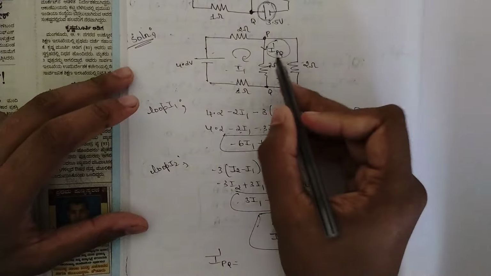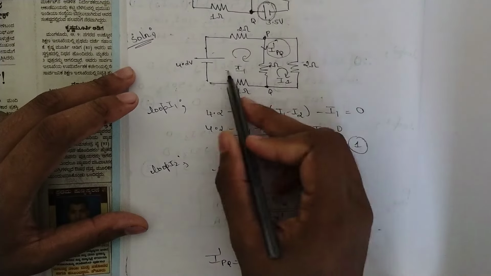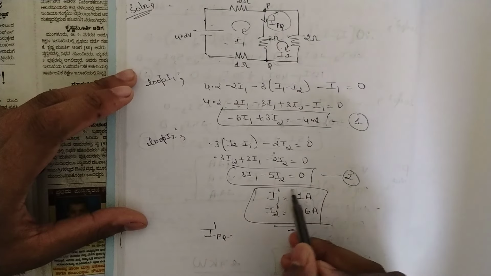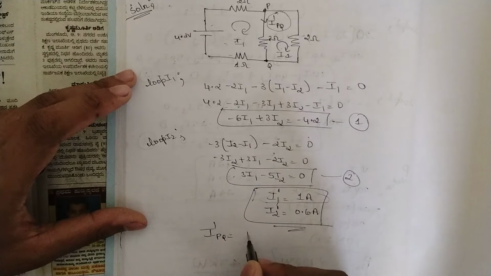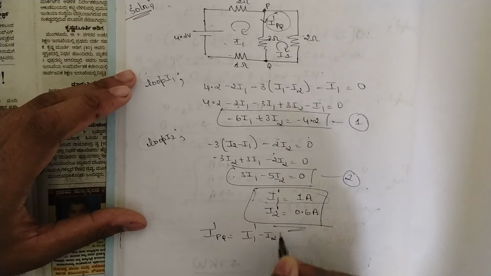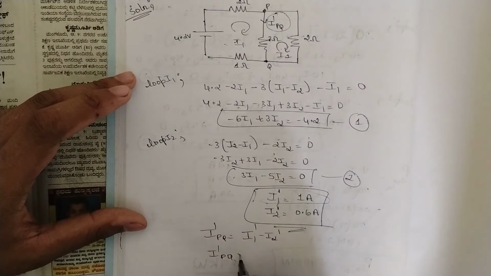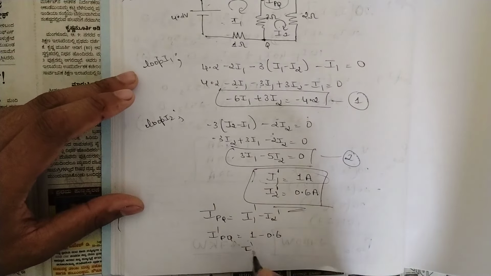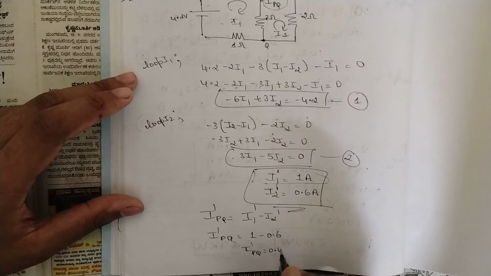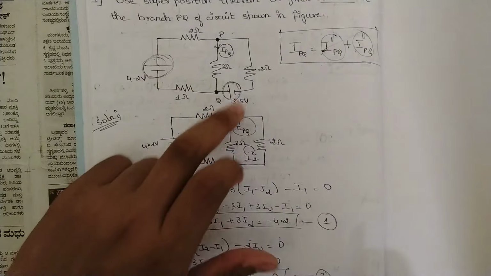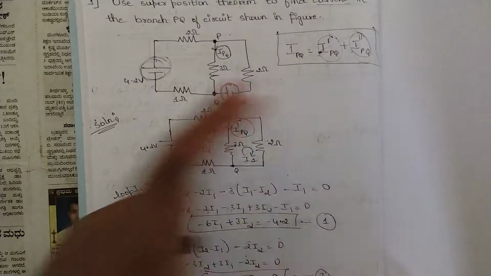We know that this current I dash of PQ is between these two branches, I1 and I2. We have already calculated I1 and I2, and the greater current in this case is I1. So that's why you should be considering I1 dash minus I2 dash, since this is between these two branches. So I dash of PQ is equal to 1 minus 0.6. So finally our I dash of PQ is equal to 0.4 ampere. Okay, so we have found one of the currents, that is I dash of PQ. Now consider one more voltage source and find I double dash of PQ.